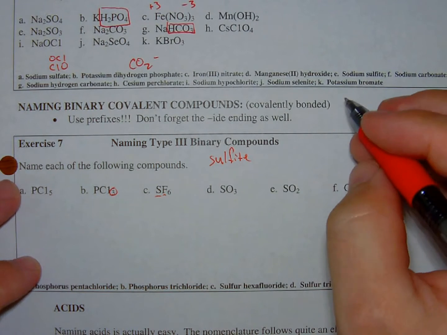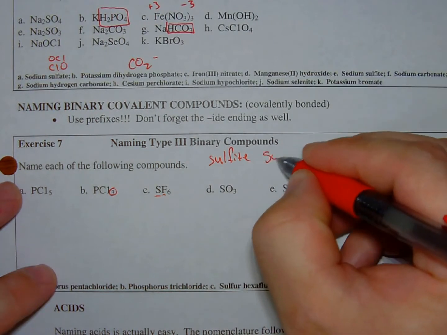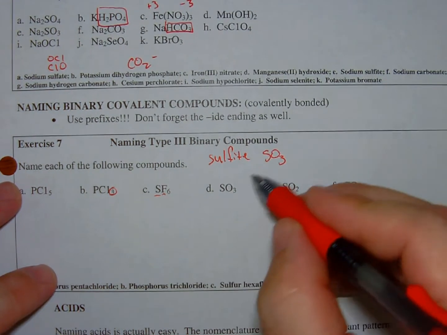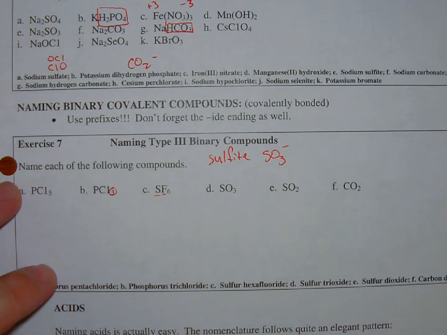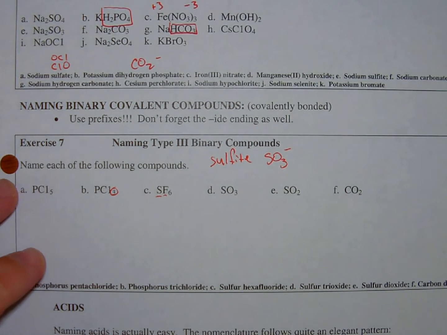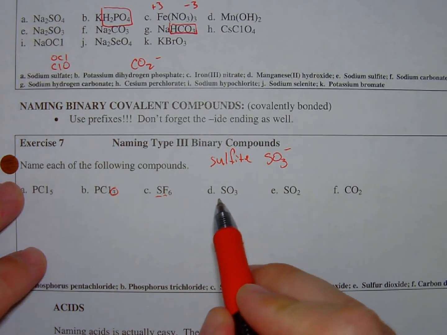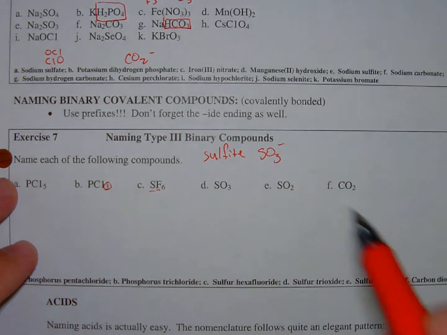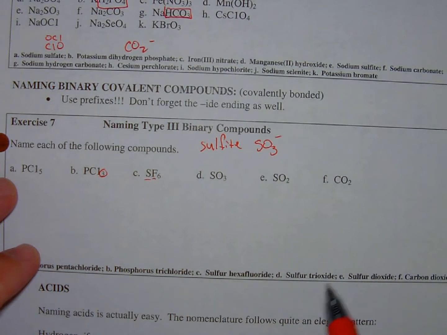it's a polyatomic ion. So it would look like this, right? So far the same? Boom. It's got a charge. Do you see a charge on this one? No, no charge. So this is simply sulfur trioxide.